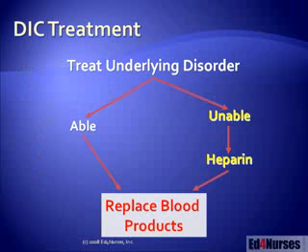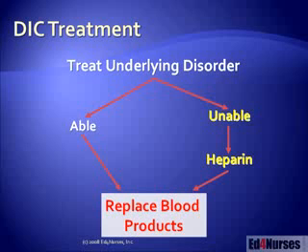Now, how we treat DIC primarily is going to be to replace the blood products. The patient is losing platelets and clotting factors. So those are going to be two major priorities in this patient. Even though the patient may be bleeding from every orifice, the primary things we want to replace are going to be platelets, FFP, and cryo. We want to replace those clotting factors.